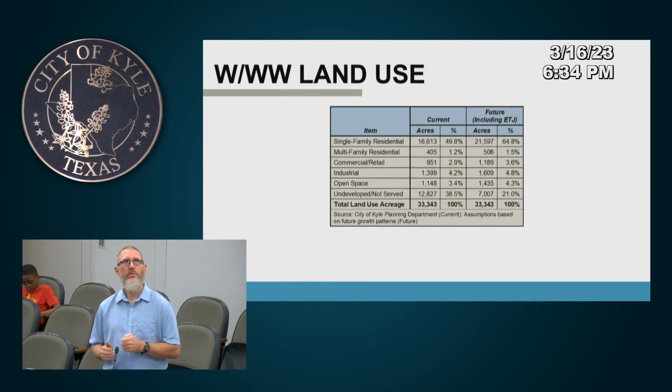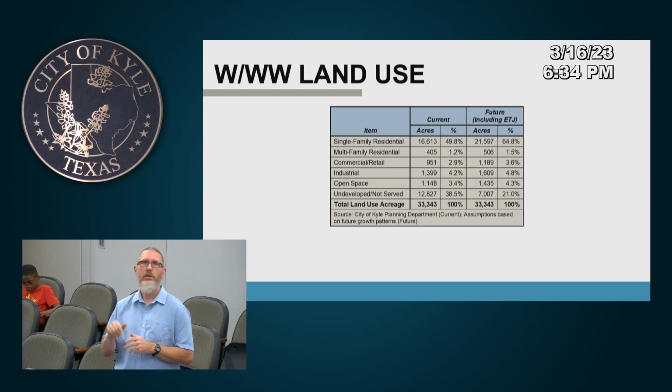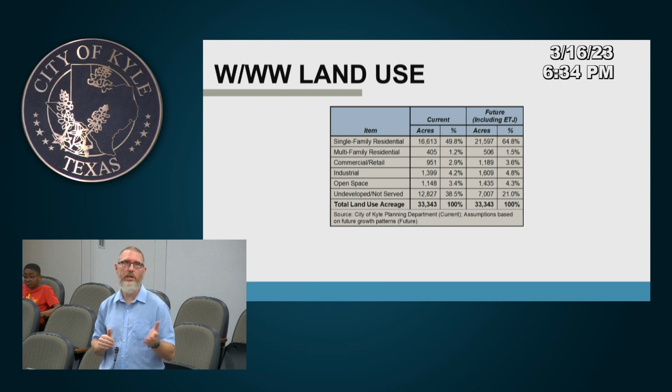Okay. Chapter 395 also says that we have to have a land use plan. I think as I stated at our last meeting, this land use plan in no way has any bearing on what the actual impact fees are. But it is a table that we have to include in the report, so we do.